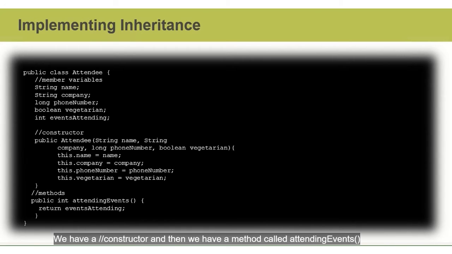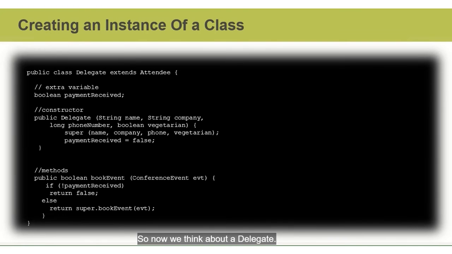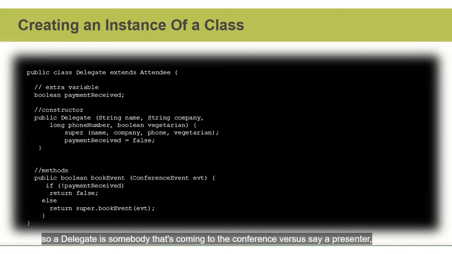We have a constructor, and then we have a method called attending events, and that just gives us back the number of events that they're attending. So now if we think about a delegate, okay, a delegate is somebody that's coming to the conference, versus, say, a presenter, who is showing up and going to be presenting at the conference.